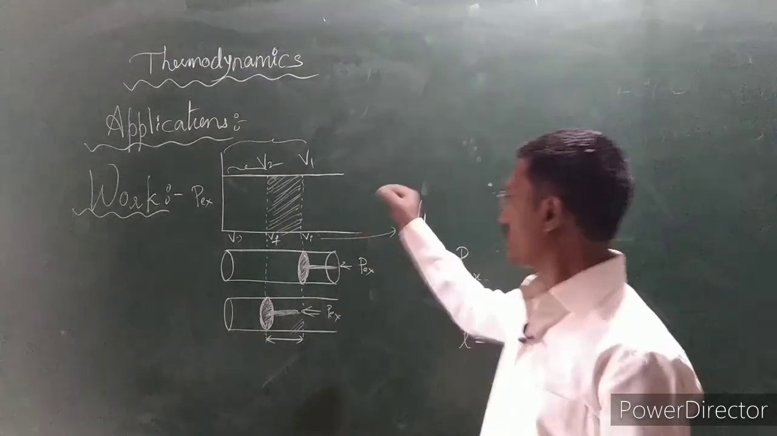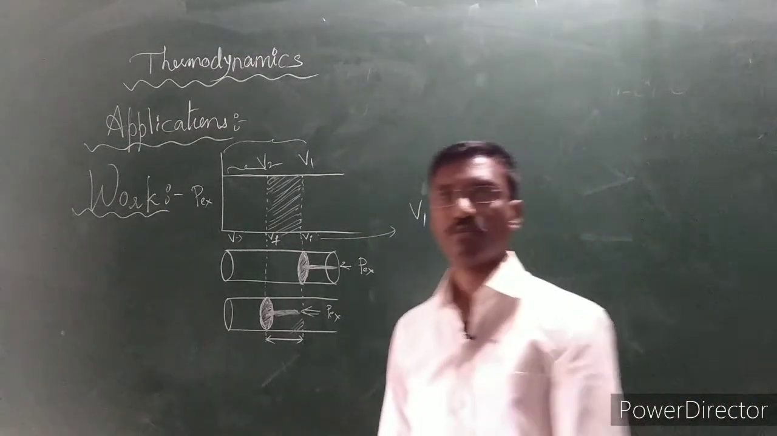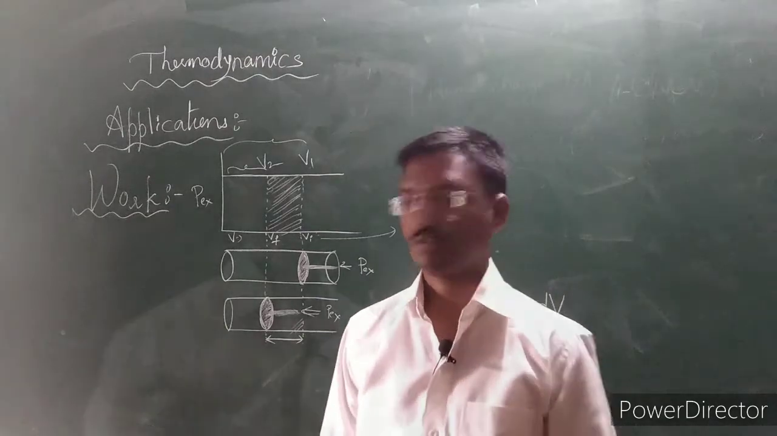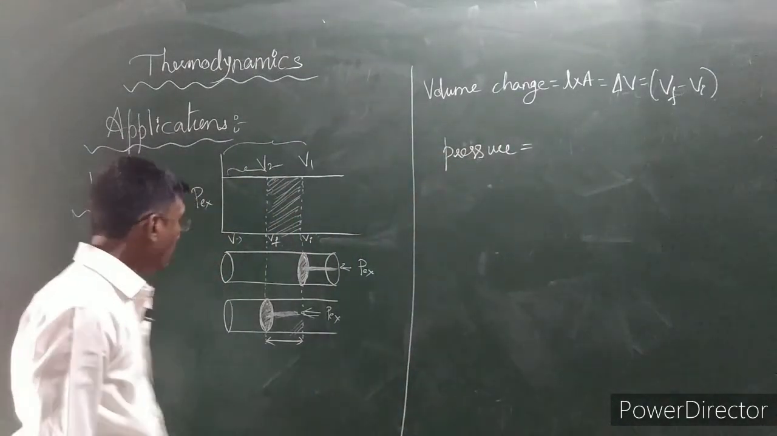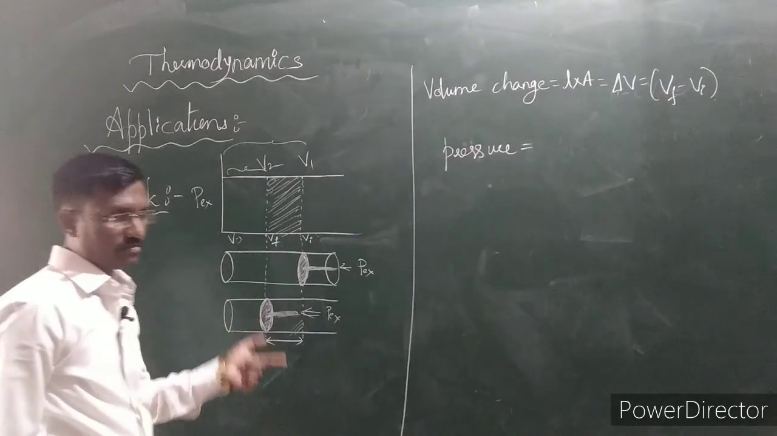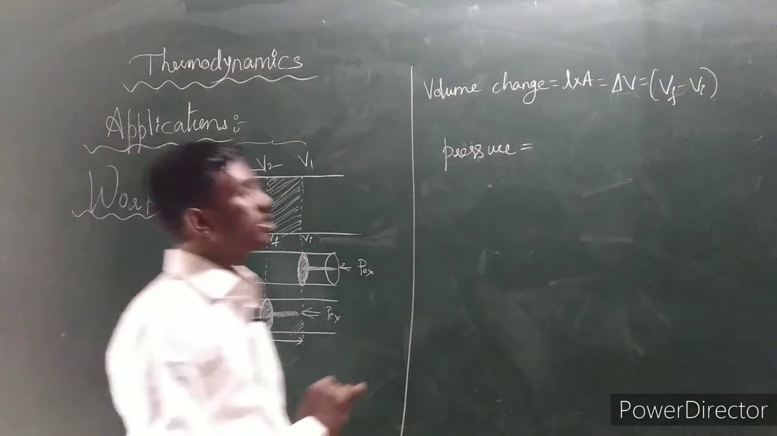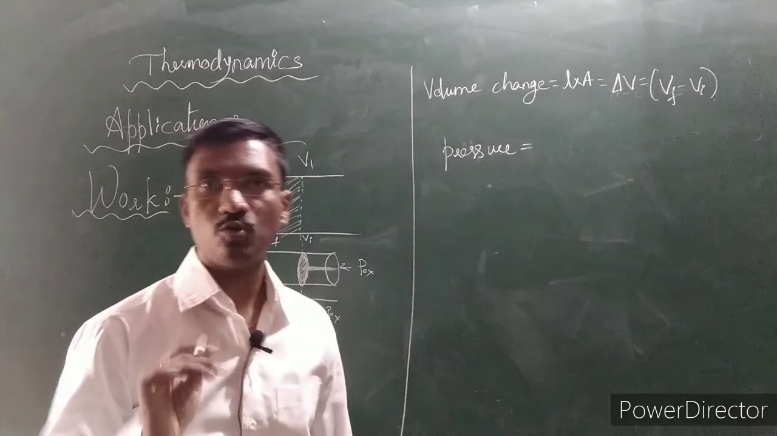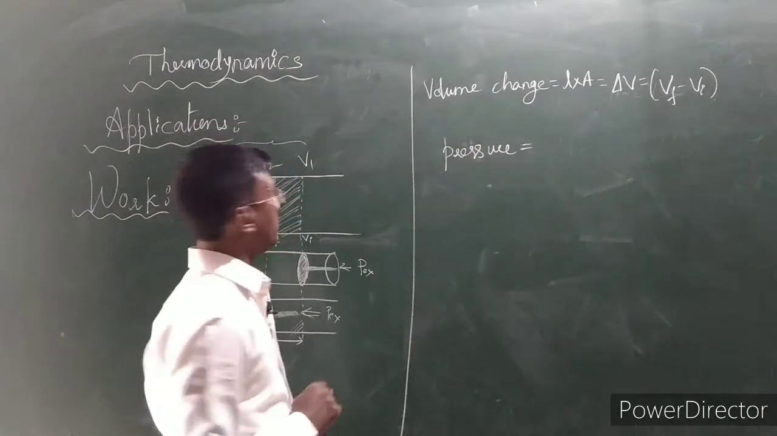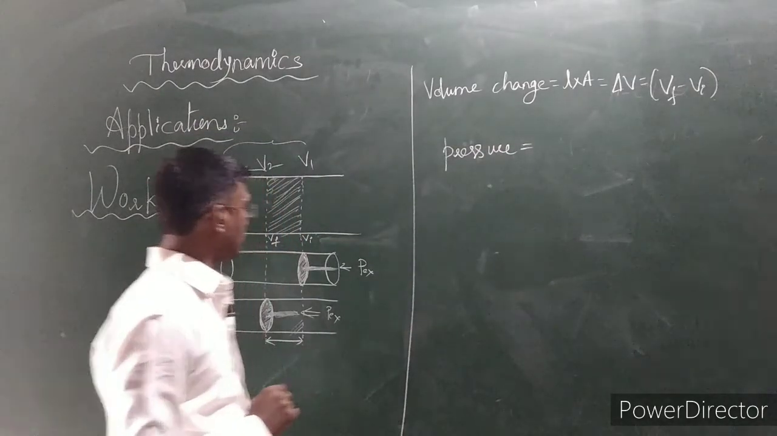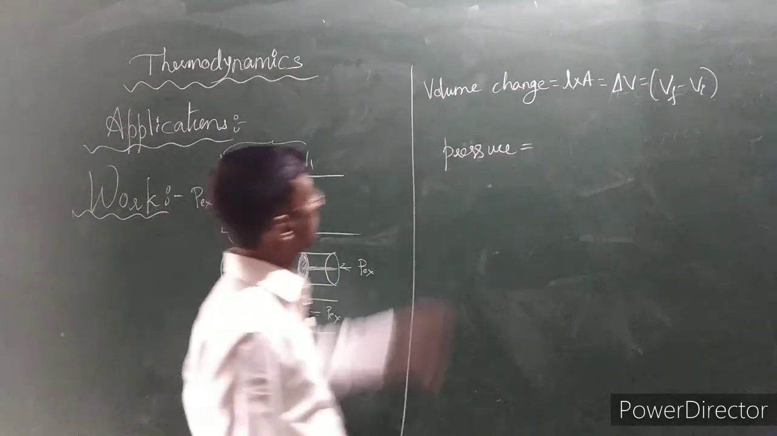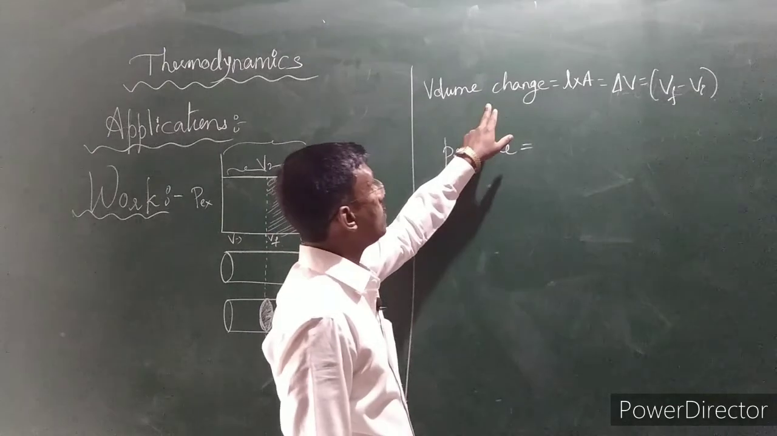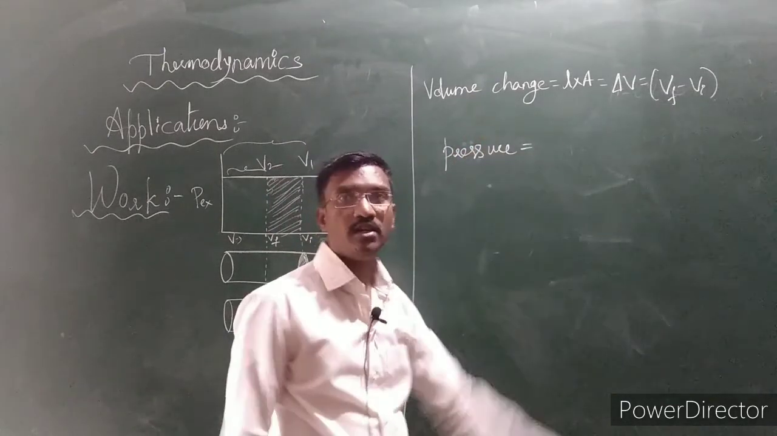To calculate this, I am going to explain some of the terms. Just look at these terms. To calculate the work done on the system, I am telling you again and again, work done on the system is positive. You have to remember this. So to calculate the work done by this piston on the system, let's first consider the volume changed in the cylinder.